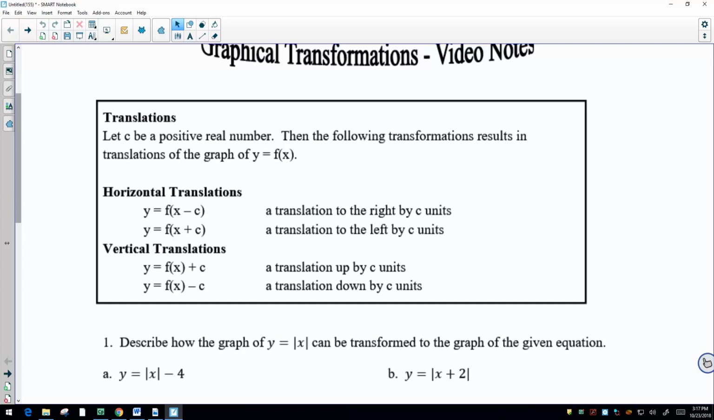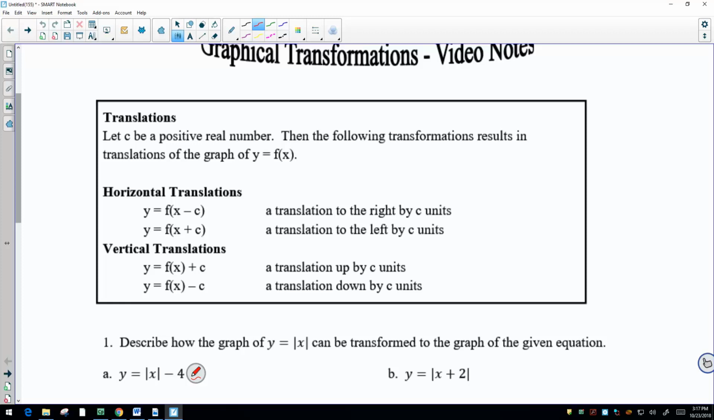Today we're going to be talking about graphical transformations. Different forms of transformations would be things like translations, reflections, and we're going to take a look at what it looks like as far as function notation goes. So translations, those are just your shifts left, right, up, down. So your horizontal translations versus vertical translations, things you want to be aware of.